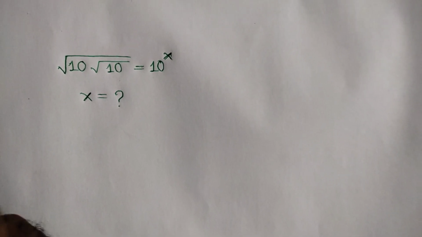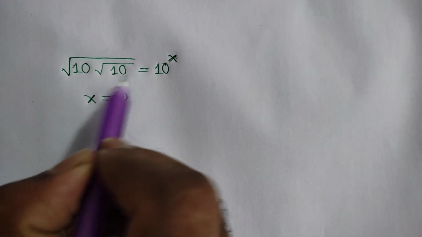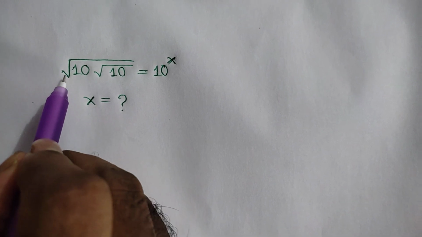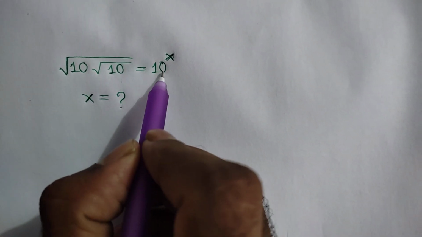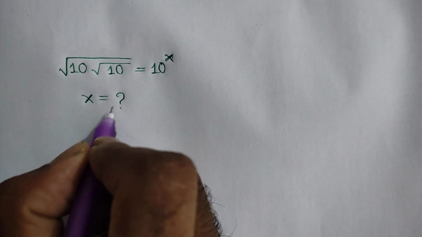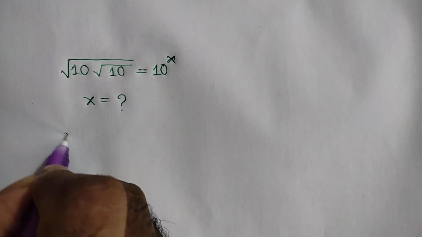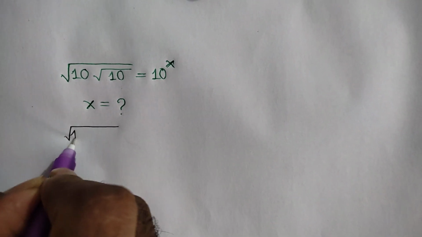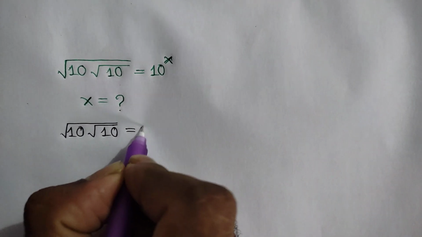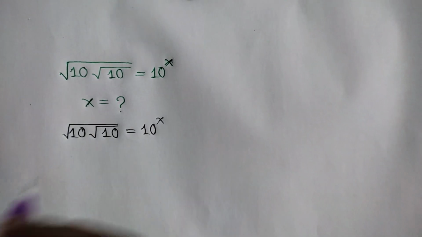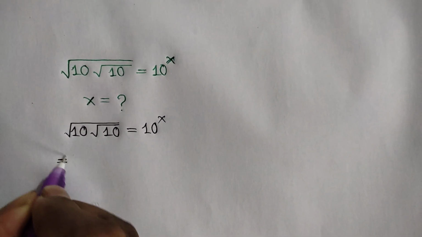How can we solve this square root math problem? Square root of 10 times square root of 10 is equal to 10 to the power x. X is equal to what? We have given square root of 10 times square root of 10 is equal to 10 to the power x.